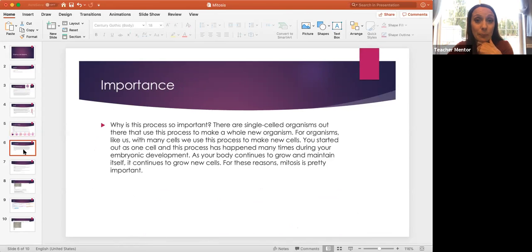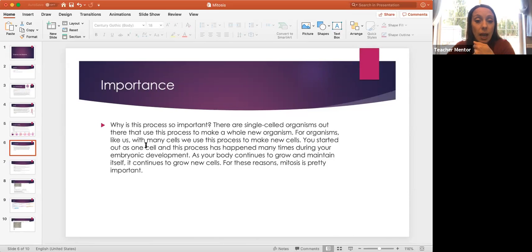So why is this important? Well, this process is so important because there are these single-celled organisms out there that use it to make a whole entire new organism. As we think about some organisms that are single-celled and reproduce asexually, just duplicating their cells, there are no two parents involved. This process of mitosis creates those organisms. The single cell reproduces on its own, making an exact copy of itself, a new organism.